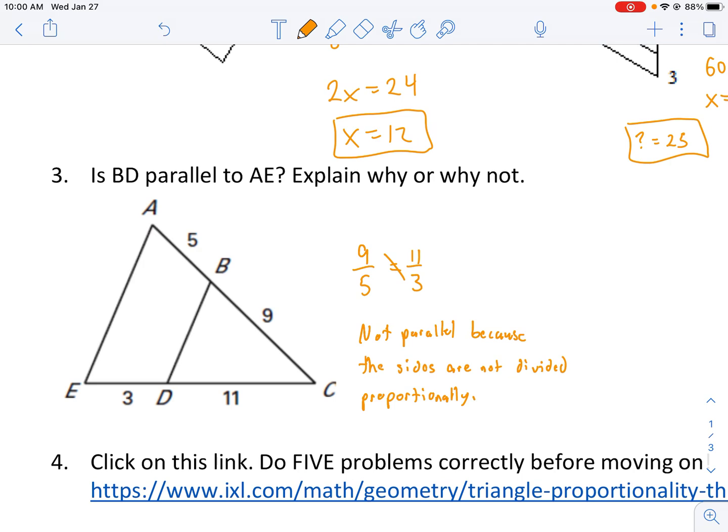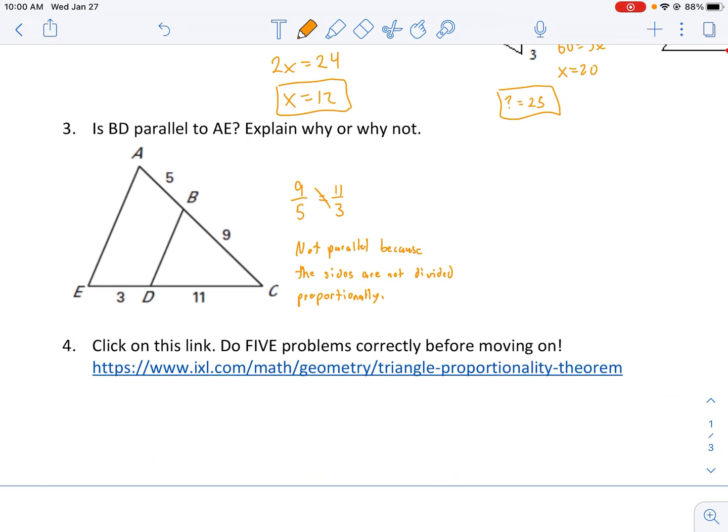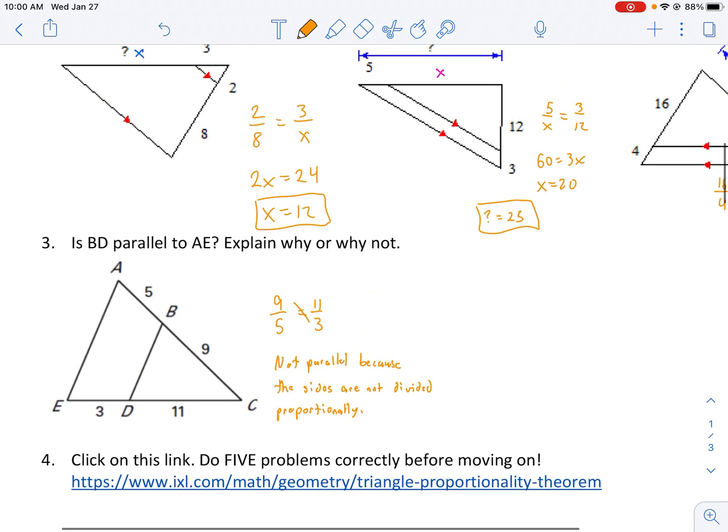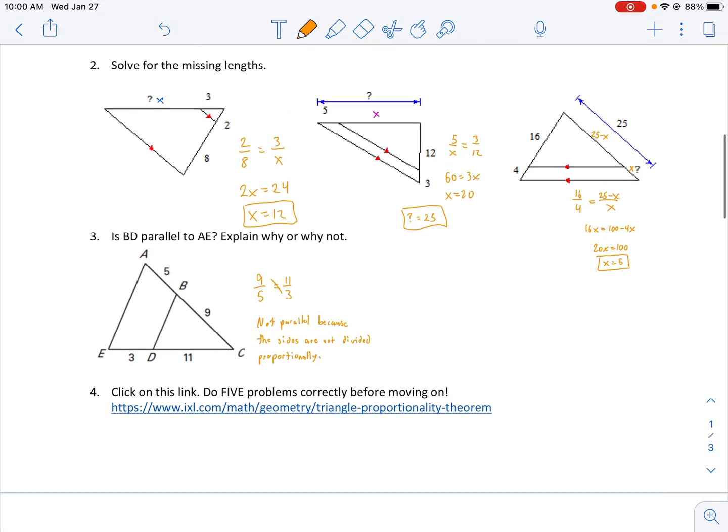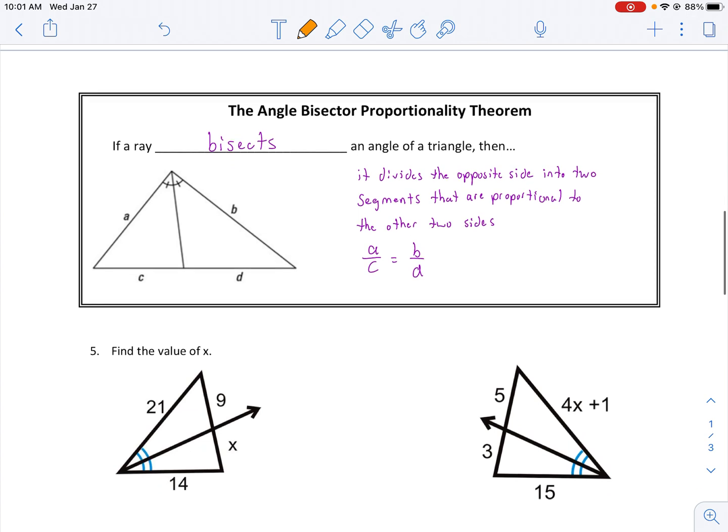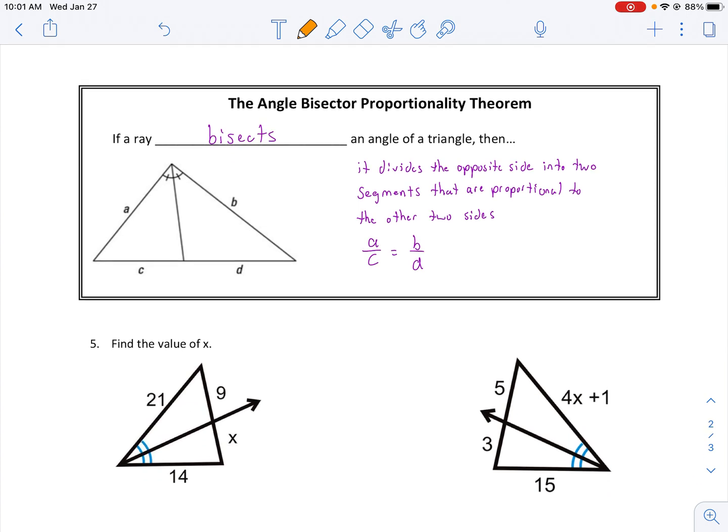All right, so then you're supposed to click on this link right here. It's a pretty good site that has some practice problems for you to do. So get 5 problems correct and then move on to the next page. On the next page, we have another proportionality theorem called the angle bisector proportionality theorem.